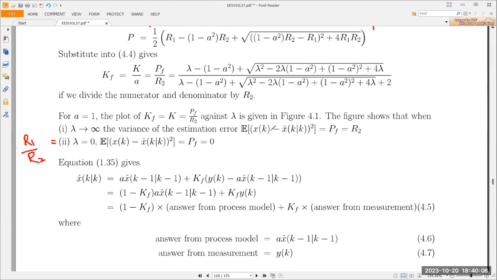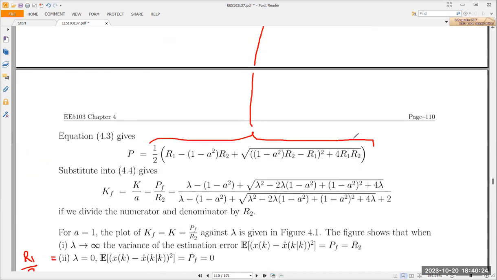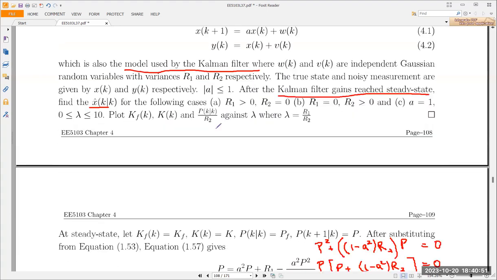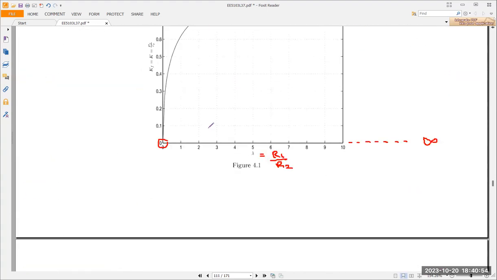Now, this one will make sense to you because if you trust your Y, this means that you trust your Y because lambda is R1 over R2. So R2 is 0 to get infinity. So your estimation will forever follow Y. And since Y has this noise, the variance of your estimation error would be the variance of this noise because you trust Y completely. So the variance of your estimation will also be the variance of your Y. Okay, so that is done.